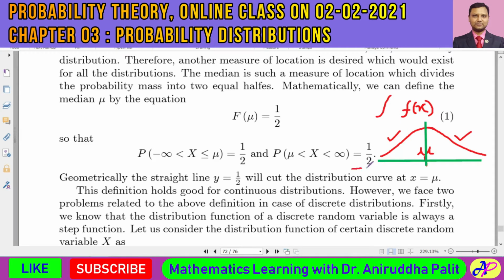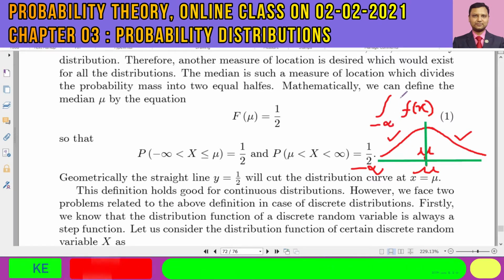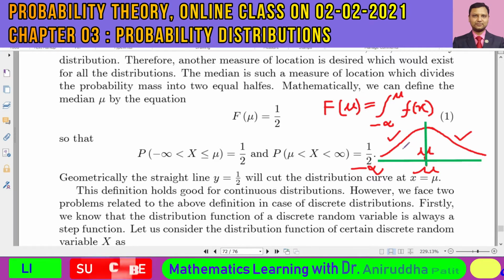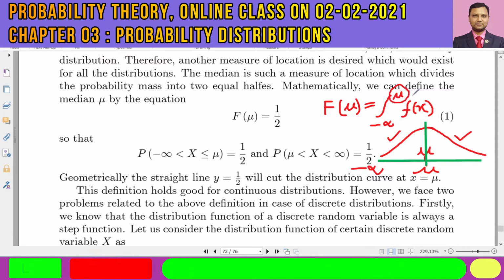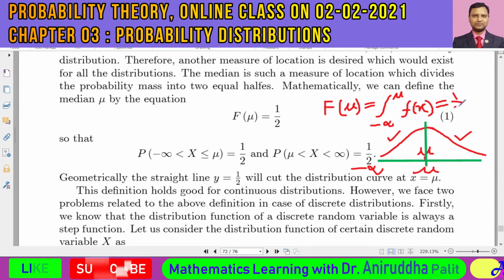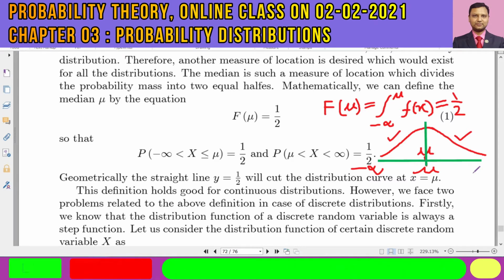Now, if you consider this function f(x), the integral of this function from minus infinity to mu, this much range, would give us this much area. So the integral from minus infinity to mu of f(x) dx should, by definition, be equal to the value of the distribution function at the point mu. Our target is to define this upper limit mu in such a manner that this left hand side area should be equal to half. Therefore the distribution function F(mu) should be equal to half. That is the basic idea of defining the median, the middlemost value.